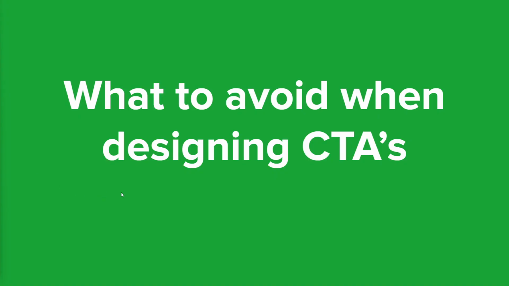Some things that you want to avoid when you are designing CTAs for your website. The first thing is ambiguity. Your CTA should be clear and concise, and the visitor should understand exactly what will happen when they click the button or link. So avoid using vague or confusing language.